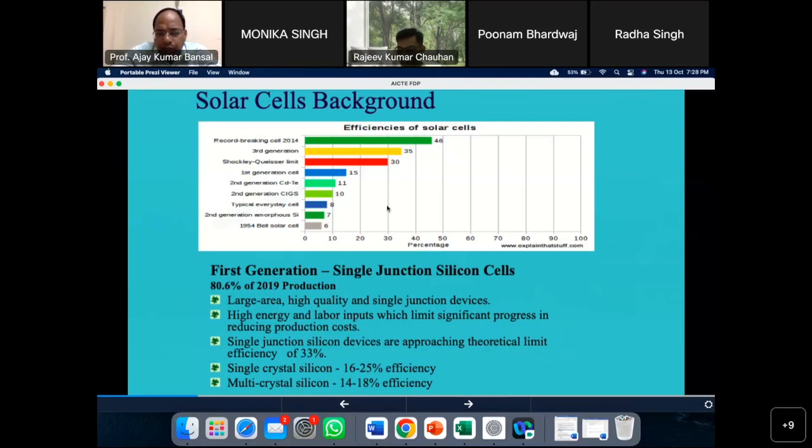But now many researchers are working, and there are some sources coming which will have an efficiency of around 40 to 45%. The first generation is the single junction silicon cells, which make up around 80% of the solar cells we use, and single crystal silicon cells have an efficiency of 16 to 25%, and multi crystal silicon has an efficiency of 14 to 18%.